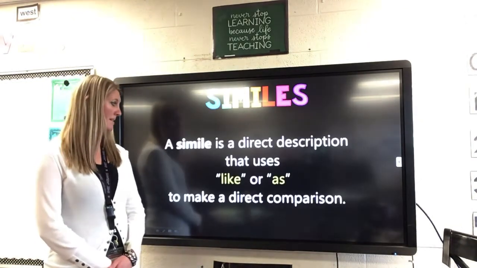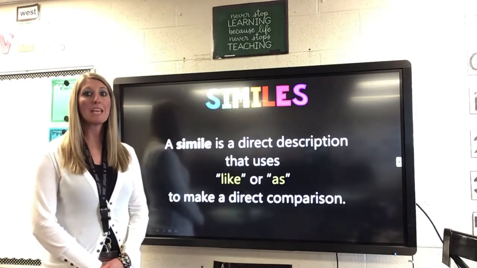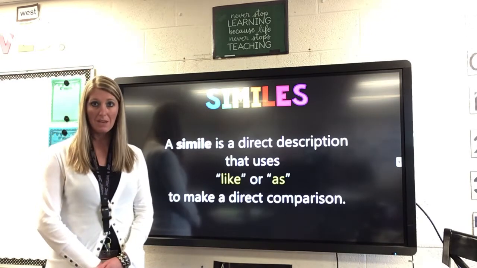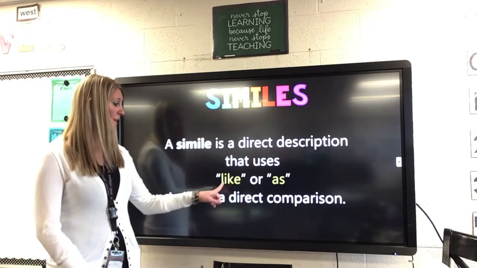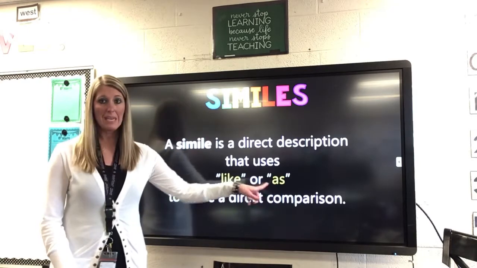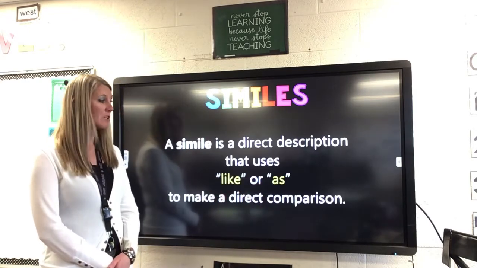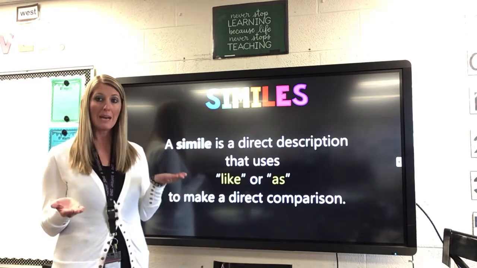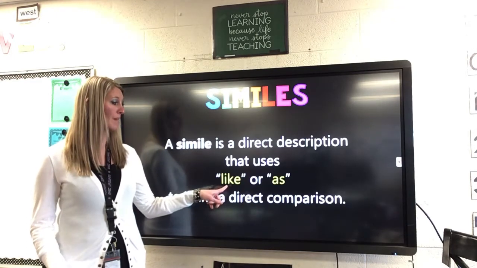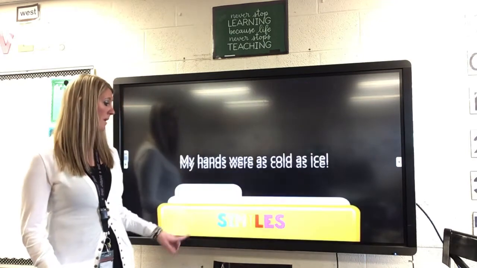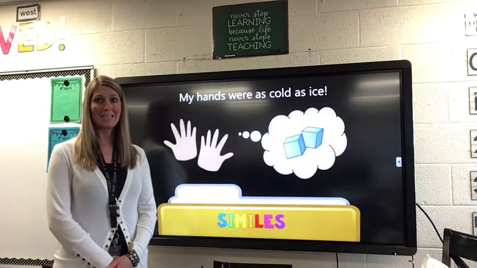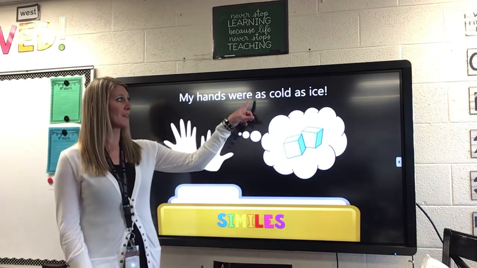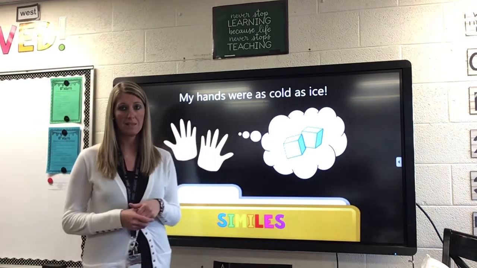So similes. A simile is a direct description that uses like or as. So I'm looking for these two words, like or as, to make a direct comparison. So if I'm going to compare two items, I'm going to use like or as. So this is an example of a simile. My hands were as cold as ice.